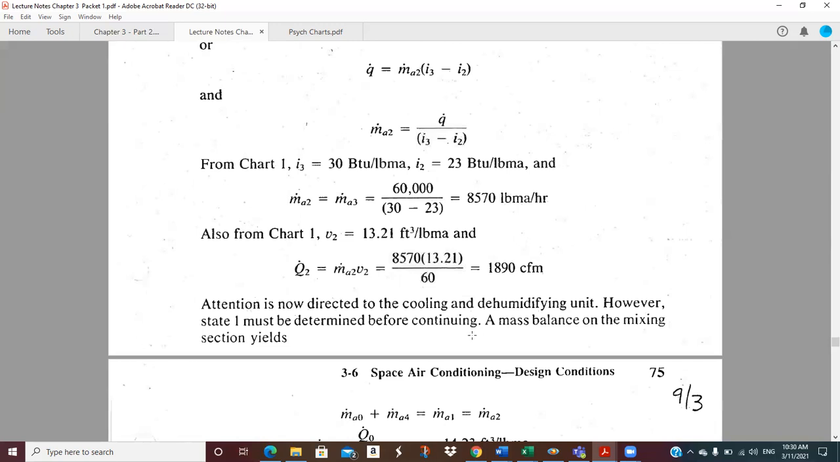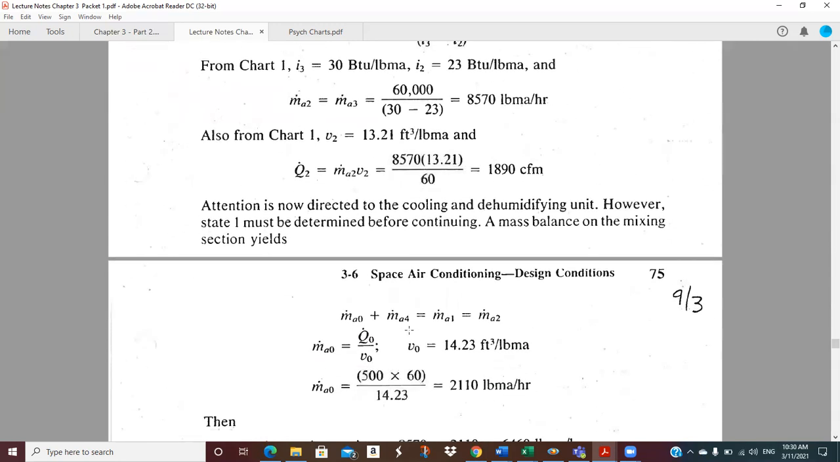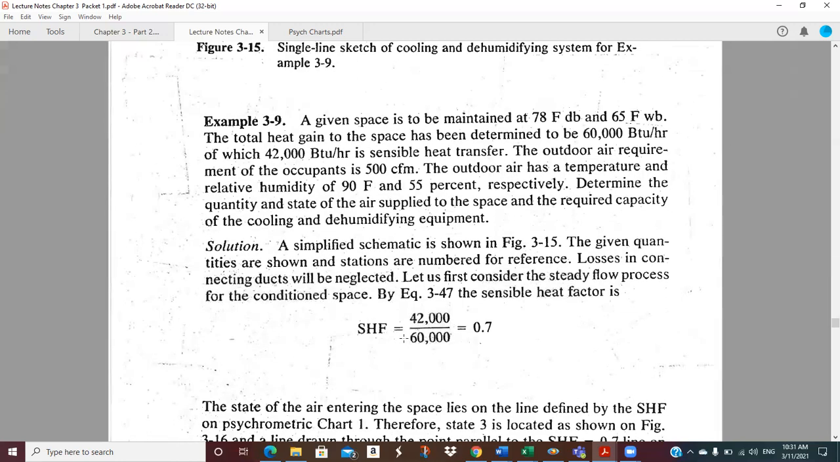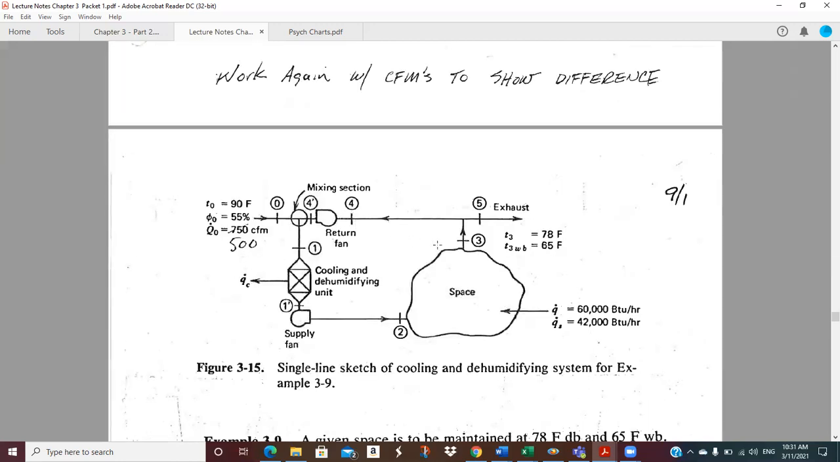Okay, so now we've got to look at the unit itself. So this is our mixing situation. Up here, I think the condition at 3 is the condition at 4. If you had a return fan, you'd put some heat in, but we're not putting return fans in and all that stuff. So we've got 4 and 0, we're mixing to produce 1.